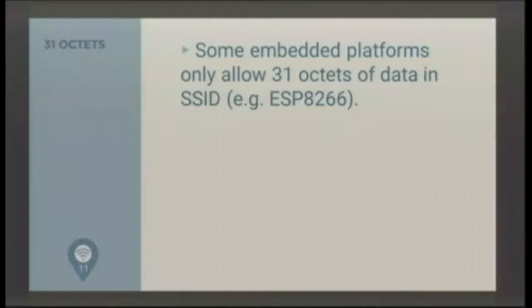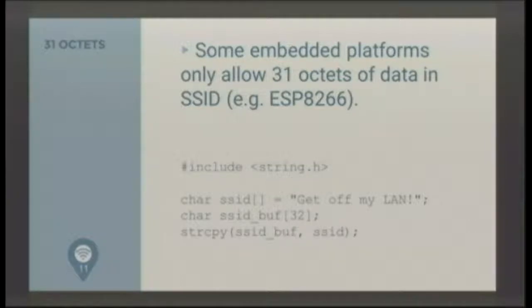One of the major problems with a lot of access points is they don't necessarily meet the standards. For instance, the ESP8266 module only allows 31 octets of information, primarily because some programmer probably thought, well, char SSID buff 32 is 32 characters, but you're not actually counting the termination character at the end. So I'm guessing that's probably the only reason why, just poor programming, really. But a lot of devices are like that, and it's quite surprising that they don't actually meet the standard.